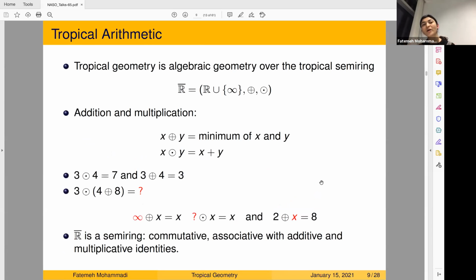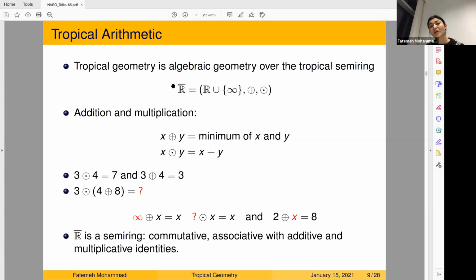so now let me formally define what we mean by tropical numbers or tropical arithmetic. As we saw before, tropical geometry is algebraic geometry over the tropical semi-ring. Algebraic geometry is usually over the complex numbers. Here we're going to take algebraic geometry over the tropical semi-ring.